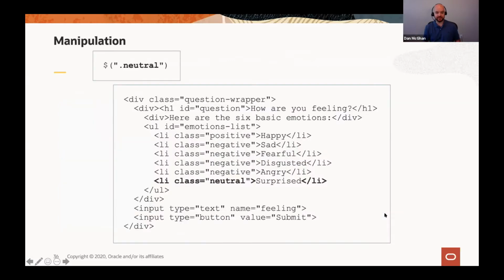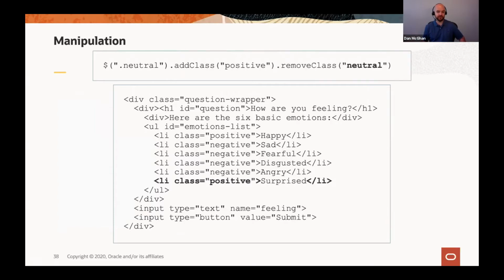So here are a few more examples, starting with the element that has a class of neutral. I can then use the addClass method to add a class, such as positive, and then I can follow it up with removeClass and set that to neutral.